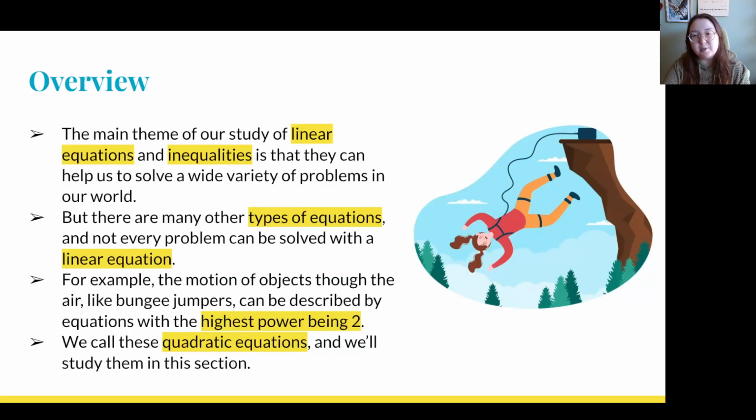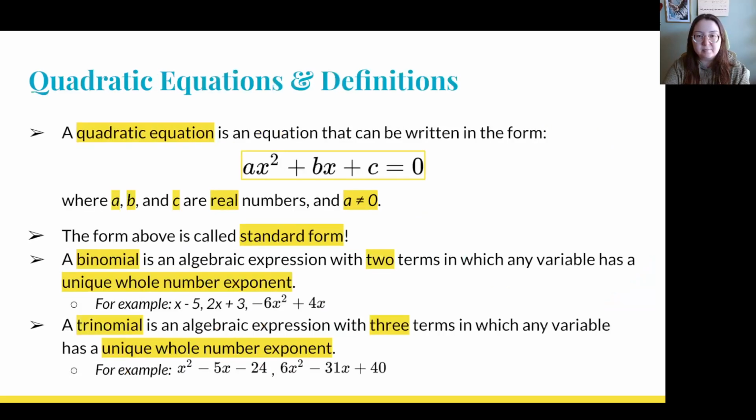For example, the motion of an object through the air, like bungee jumpers, can be described by an equation with the highest power being 2, so something like x squared instead of just an x. We call these quadratic equations, and we'll study them in this section. So, quadratic equations and definitions.